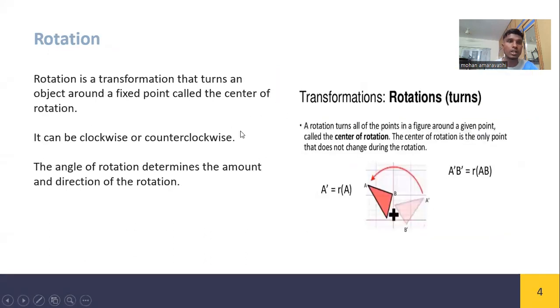Rotation. Rotation is a transformation that turns an object around a fixed point called the center of rotation. It can be clockwise or anti-clockwise. The angle of rotation determines the amount and direction of rotation. Reflection is a flip up, flip down or across. A rotation turns all the points in a figure around a given point called the center of rotation. The center of rotation is the only point that does not change during the rotation.